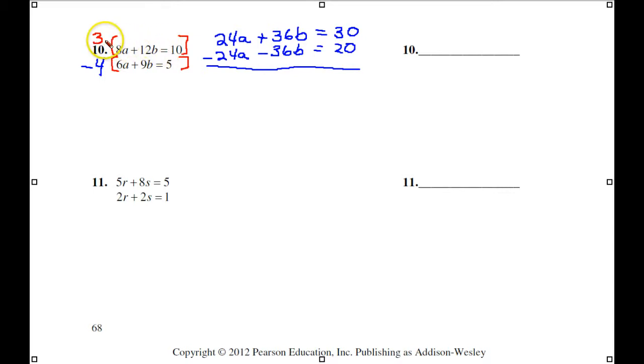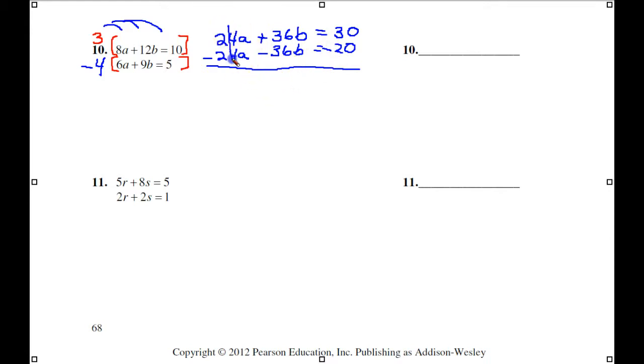I've decided to multiply all the terms of the first equation by 3. That makes it 24a plus 36b equals 30. Now it's important to note the technique. You've got to multiply every item. And then the same here. Negative 4 times 6a. Ooh, that's giving me a negative 24a. And this is what I was looking for, a negative 36b. And I end up with a negative 20.